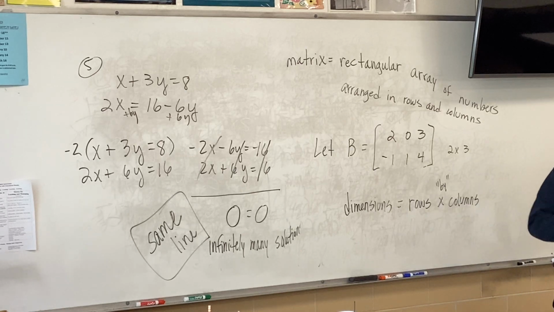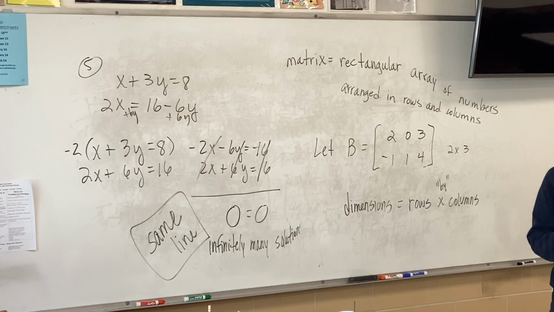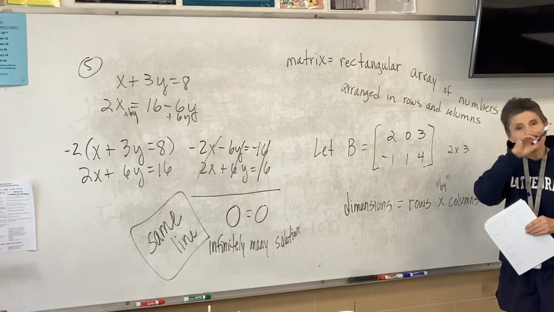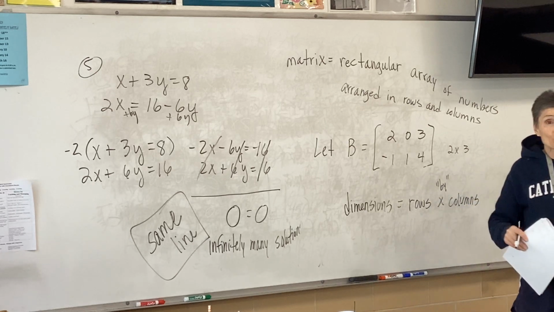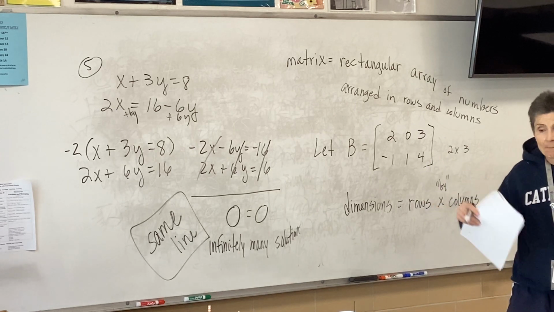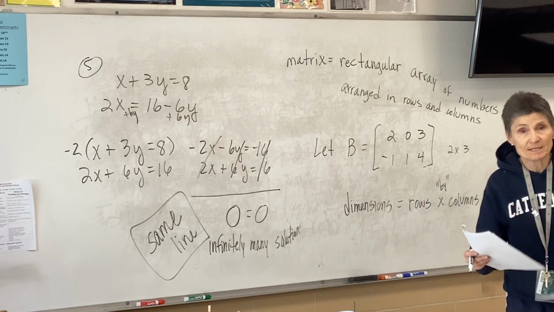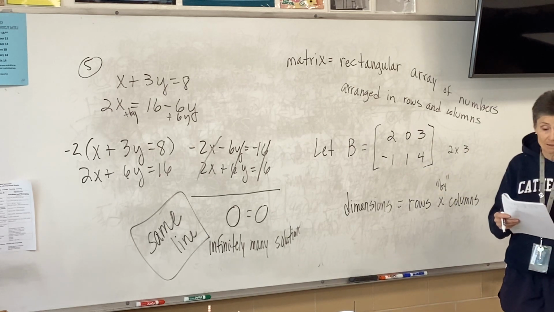A square matrix is a matrix that has the same number of rows as columns. So a square matrix would be like matrix A in problem number 1. It has 2 rows and 2 columns. It's square. Just like if a room is 10 by 10, it's square. If a piece of paper is 12 by 12, it's square. If a matrix is 2 by 2, it's square. 3 by 3, 4 by 4. Same number of rows as columns.